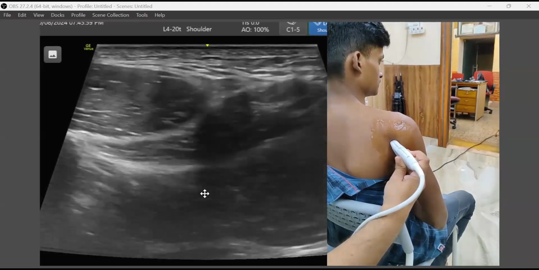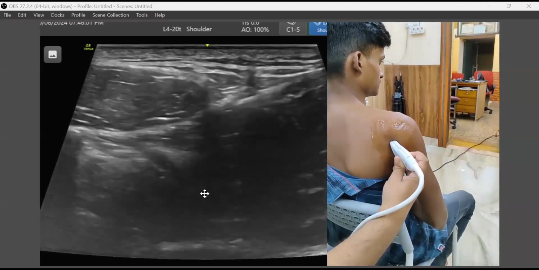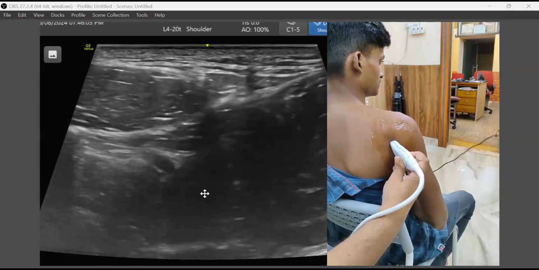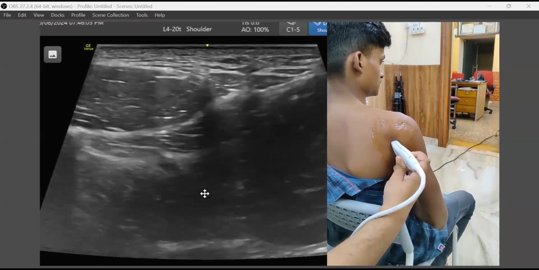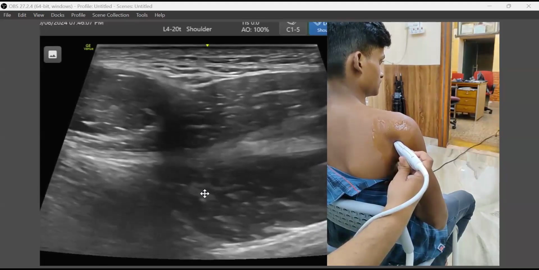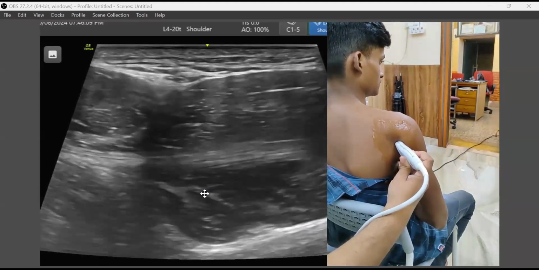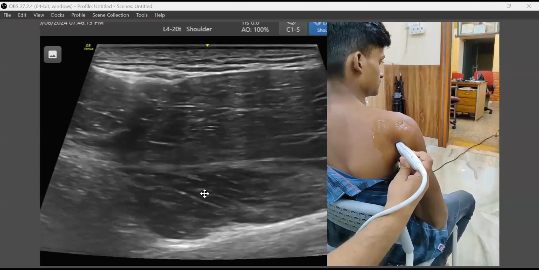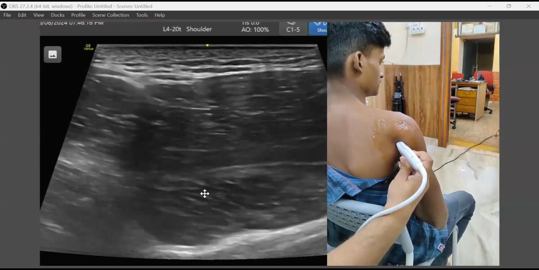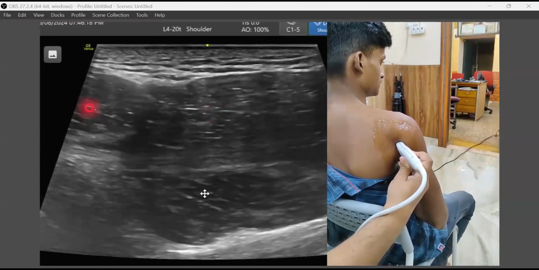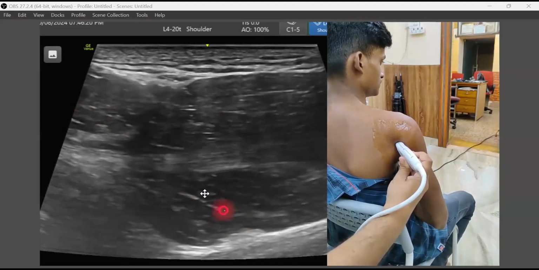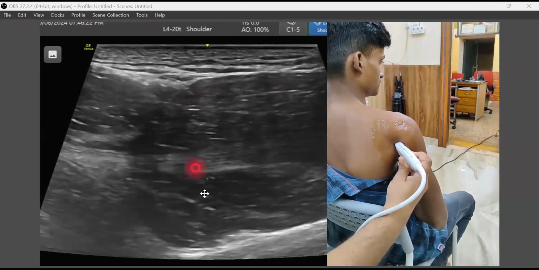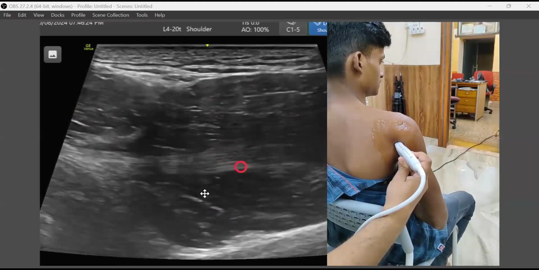So this muscle is coming in between, so it will go superficial to the teres major and inferior to the teres minor. So we can see this muscle. This is the long head of the triceps. So now the large portion we are seeing is the long head of the triceps. And slightly above, this is the teres minor and this is the teres major. In between, we have this large long head of triceps.